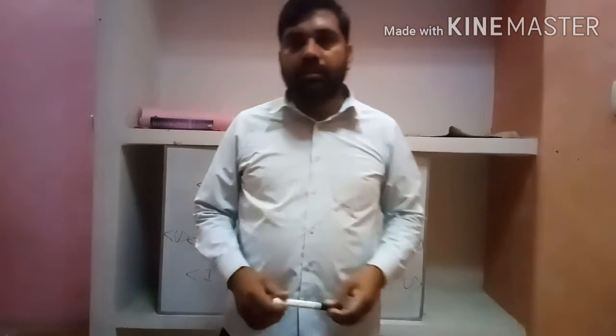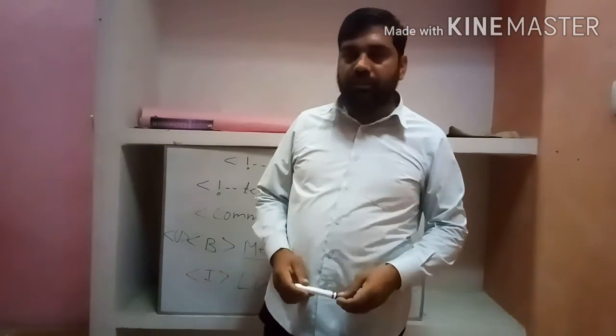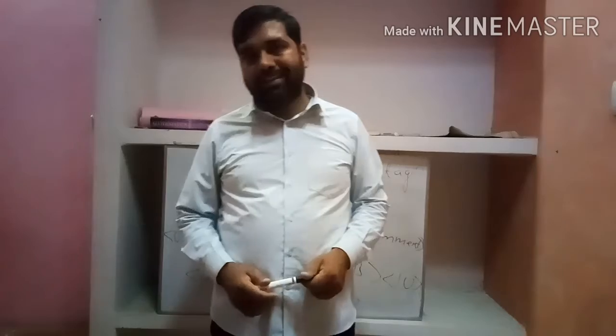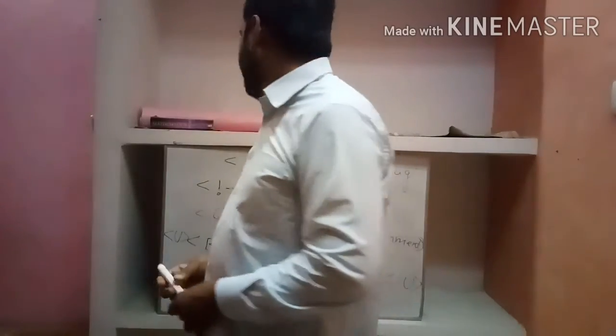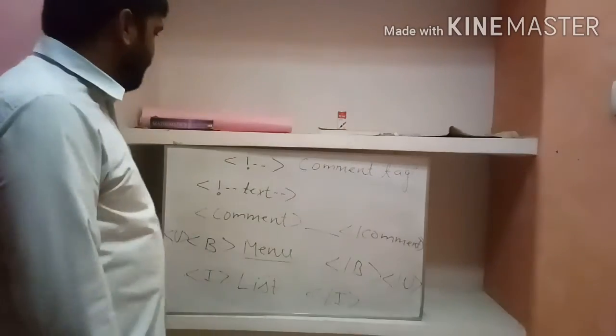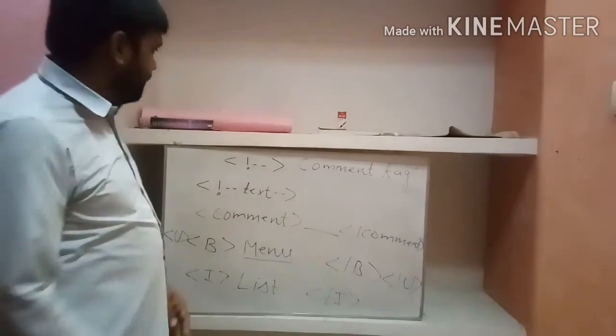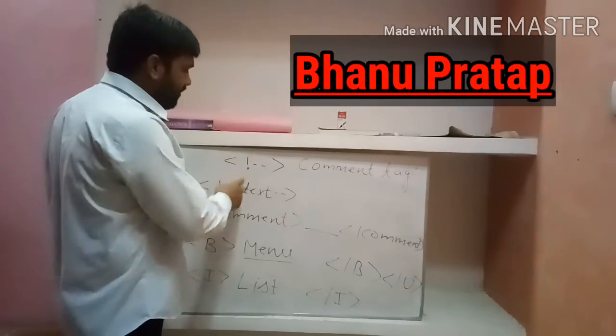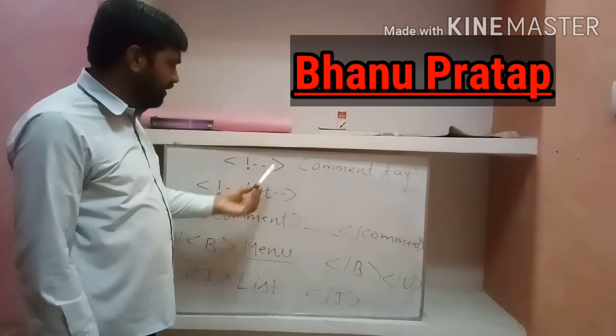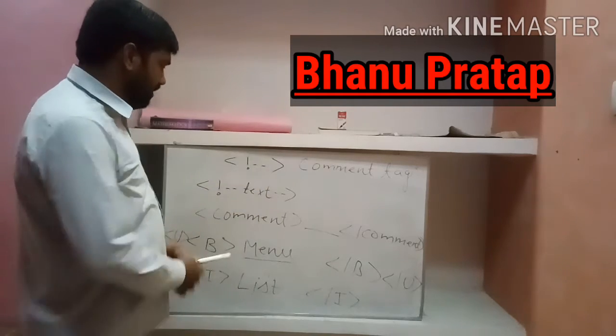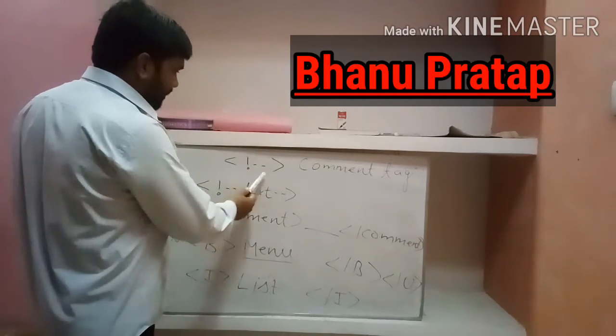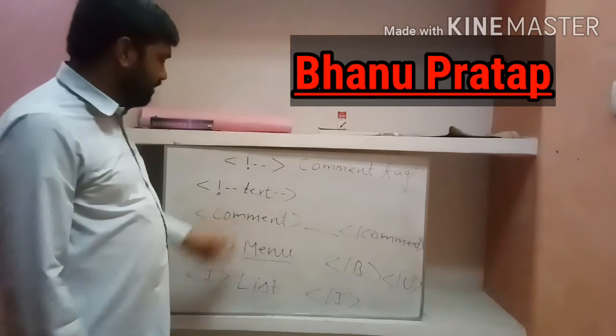Hello students. Today we will study the different tags which are used in HTML. Here we will start first with the comment tag. In the comment tag, you see the angle bracket, exclamation mark and double hyphen, and after that you can write the text. Give a space and write the text like this. This comment tag is an empty tag; it has no closing.